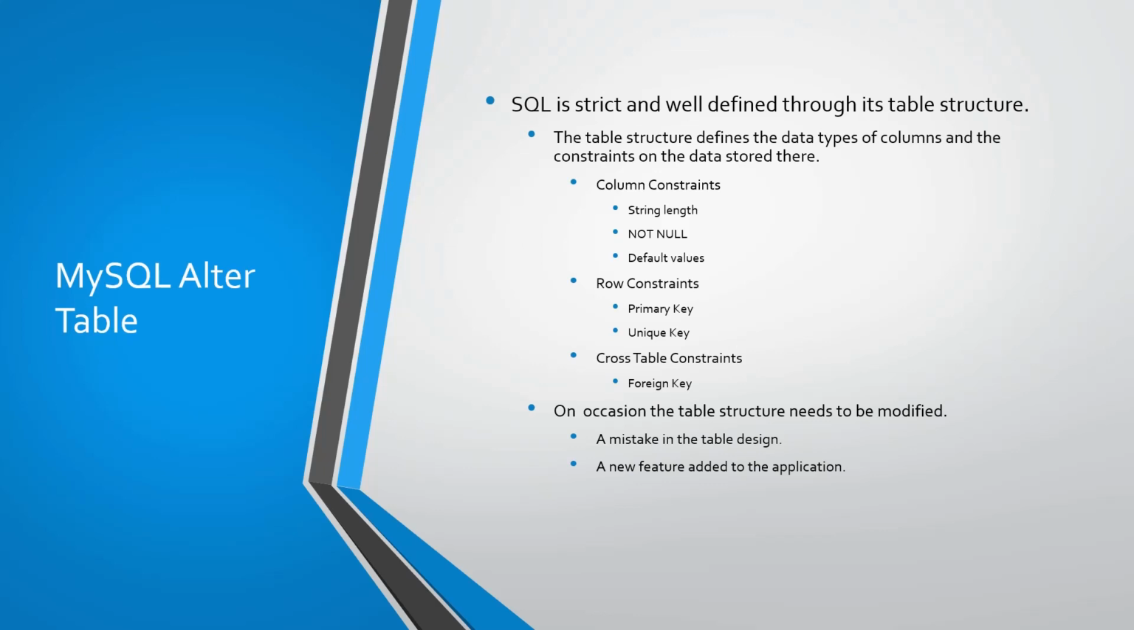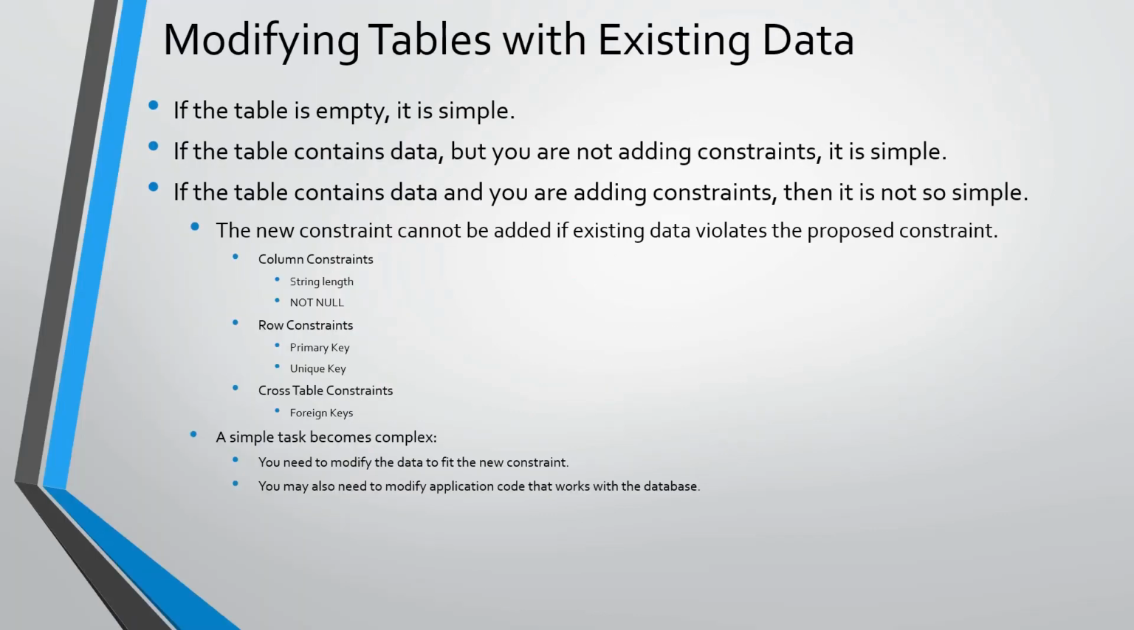For example, a mistake was made in the table design. The primary key isn't so unique in the actual data. You need to modify it in a way that makes it unique. Or you're adding a new feature to the application. This may call for new columns and new rules about those columns. So modifying tables with existing data, that's the real problem.